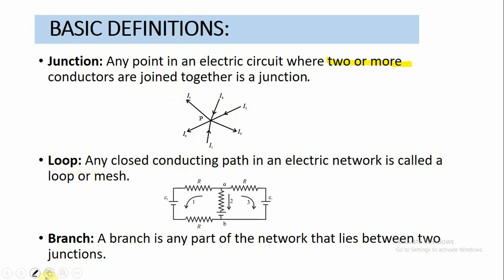Now what is a loop? You see again, this is an electrical circuit, a complete electrical circuit where this is first EMF source, that is the battery, this is second EMF source, that is the battery, and this is resistance, you know, first resistance, second resistance, third resistance, fourth resistance, this is again an EMF source. Okay, so in this figure the loop says that any closed conducting path in an electrical network is called a loop or mesh.